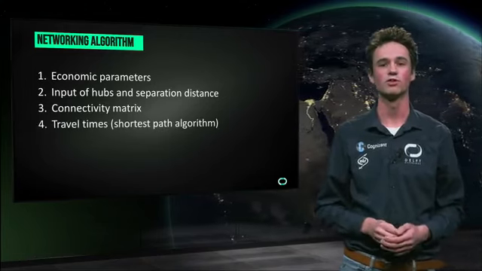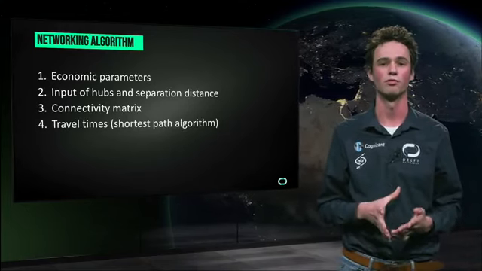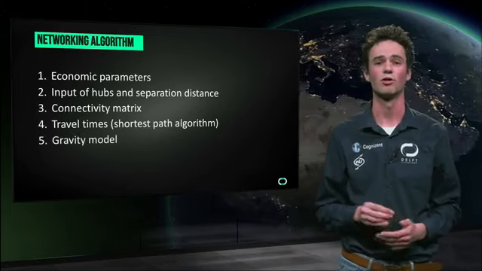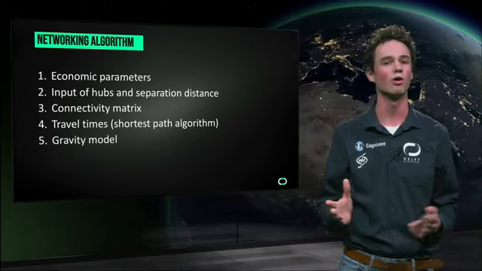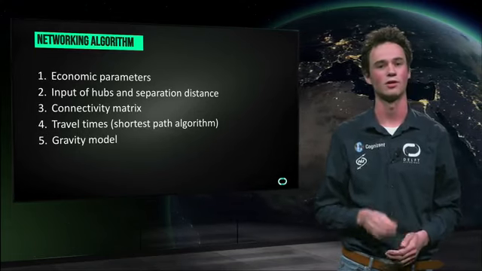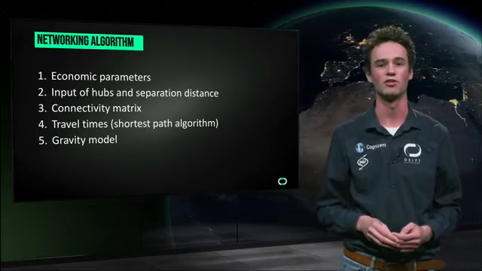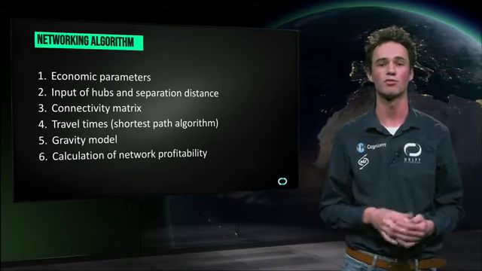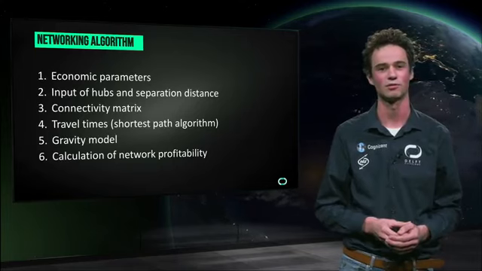In step 4, the travel times between all of the cities are calculated. The shortest path algorithm can be used here. In the next step, a so-called gravity model is used to determine the amount of travels between all of the cities over the network. Input for this are the travel times between the hubs and the population number of each city. Finally, from the number of displacements between each city, the total profitability of the network can be calculated.